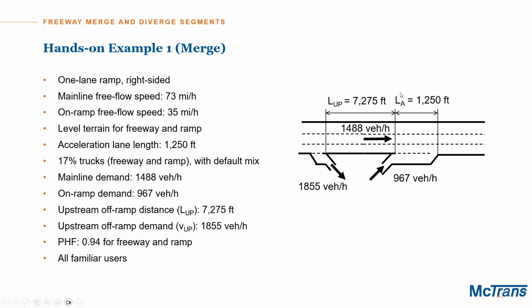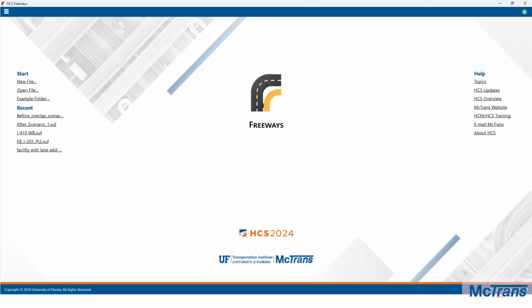On the right side, you can see the merge segment we'll be analyzing, but we also have an adjacent upstream merge. Because this is a 3-lane segment, as we have seen in the slides, we also need to analyze if this upstream merge has an effect on the operations of my subject merge. All the other inputs are required over here. And with that, let's get into our modeling.